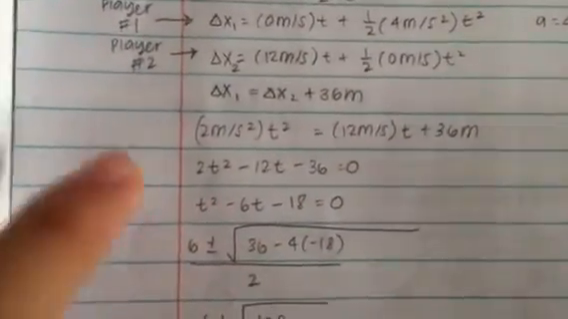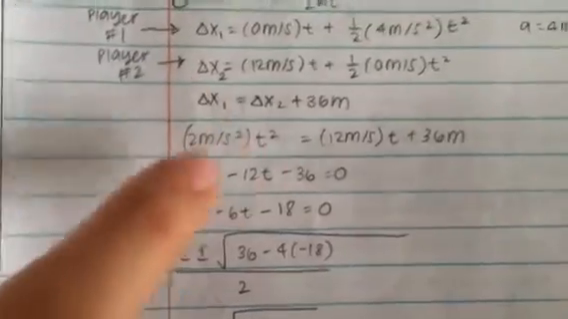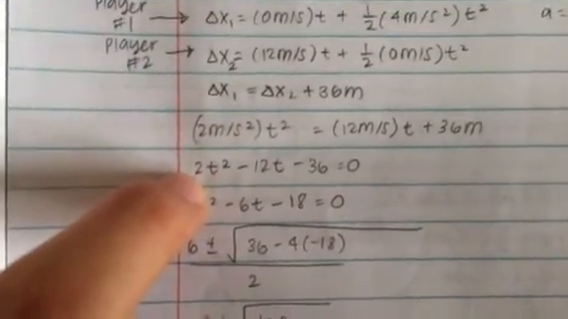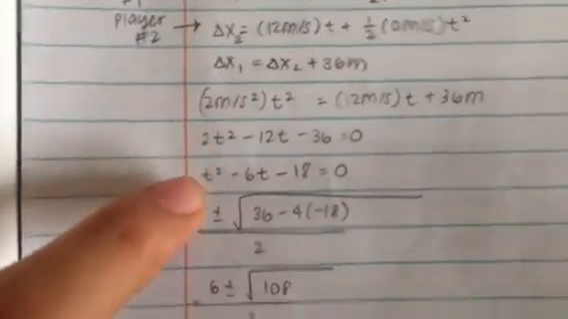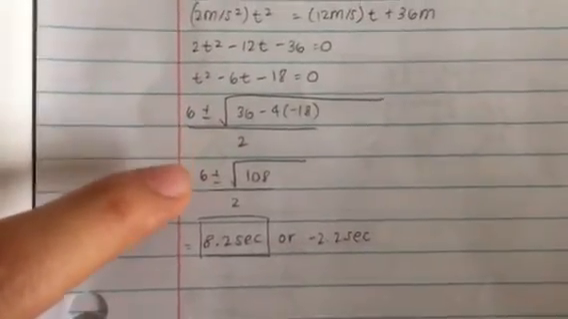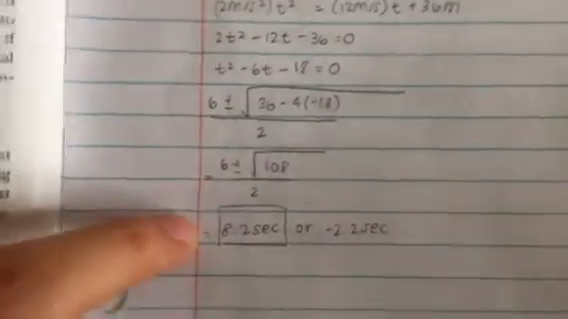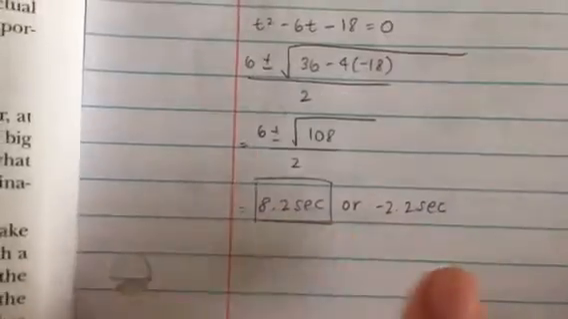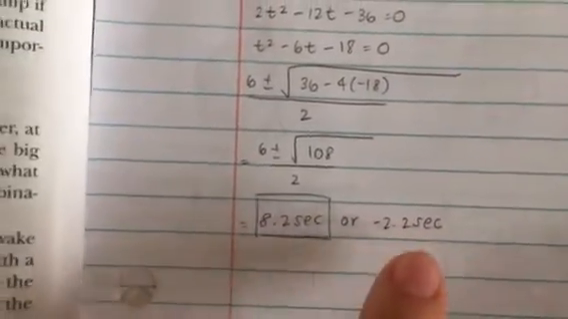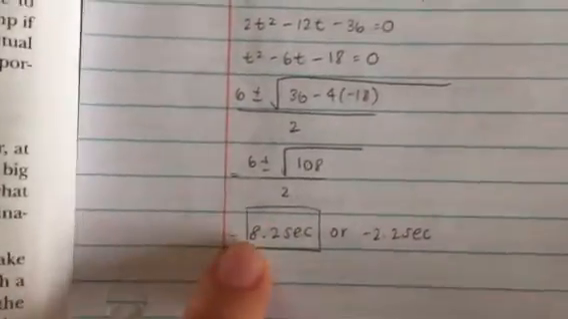And then when you multiply everything out, you would get a quadratic, so you would have to use the quadratic formula. When you solve that, you would get 8.2 seconds or negative 2.2 seconds, and you can't have negative time, so your answer would be 8.2.